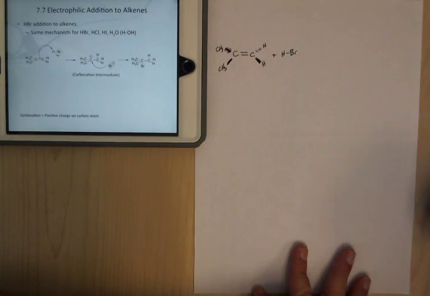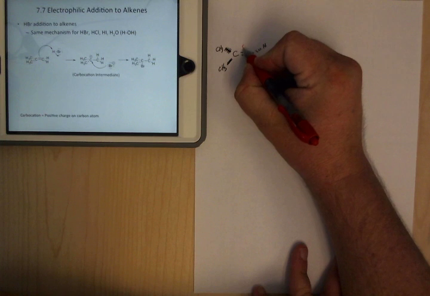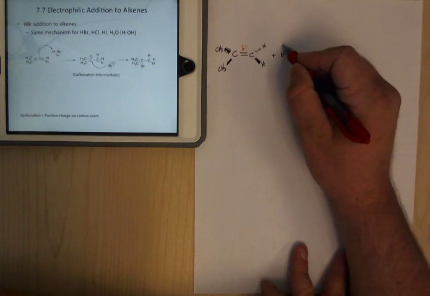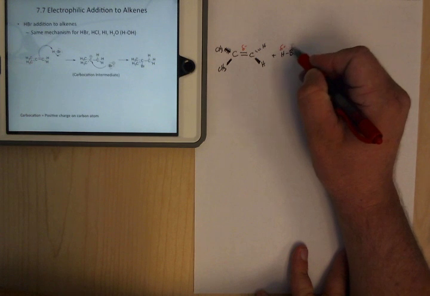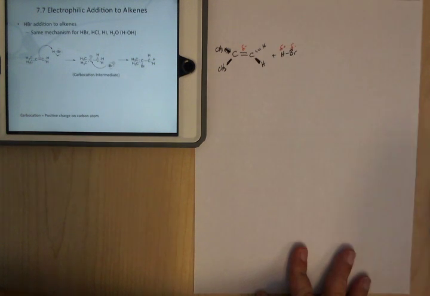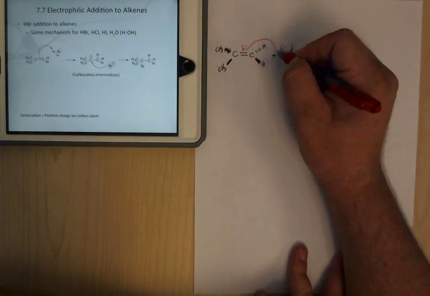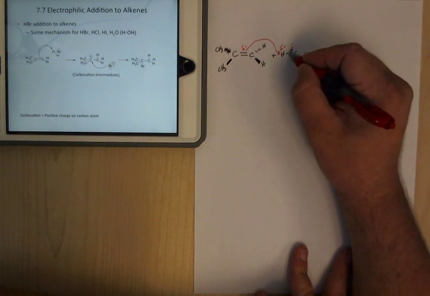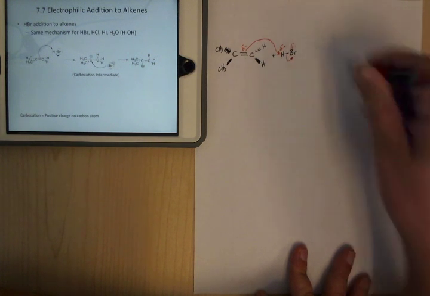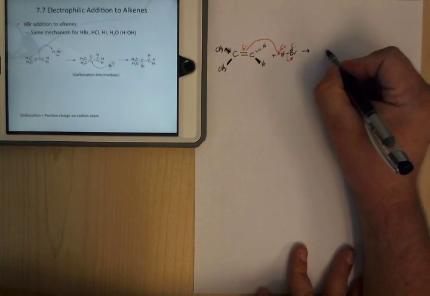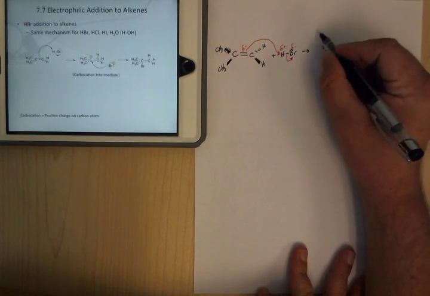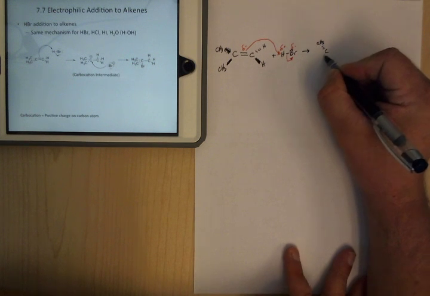So you have this, right? Remember, the double bond has negative character, so it's going to be attracted to the positive character of the hydrogen because of this polar bond. So this is going to attack there. Hydrogen can only have one bond, so it's got to get rid of these two, so it pushes them there. And now you can actually predict where the hydrogen is going to go.